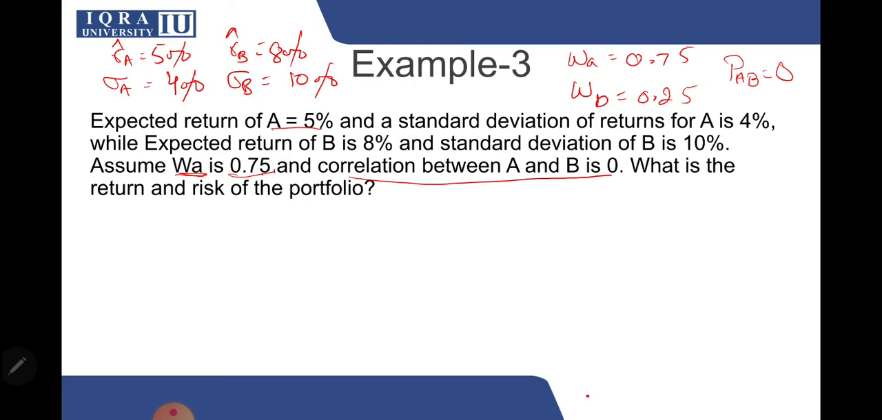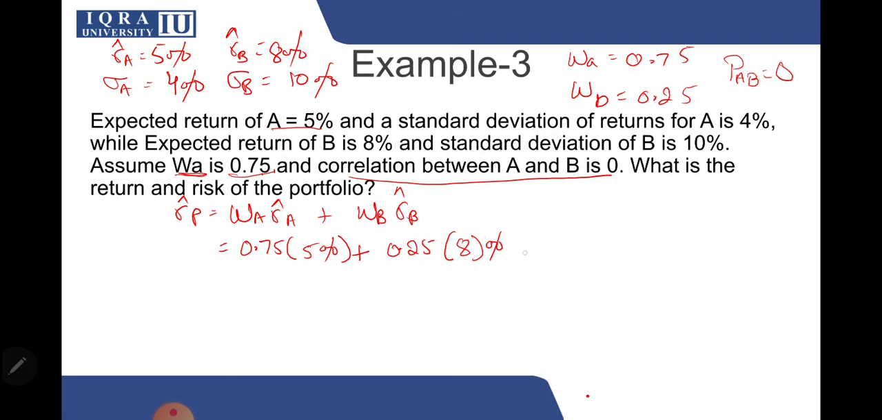So if you want to calculate the return, the formula for that is WA multiplied by RA plus, I'm just going to write WB and RB. So this is 0.75, this is 5%, plus 0.25 and this was 8%. So if you solve this, your answer will come to 5.75%. So this is the return of the portfolio.